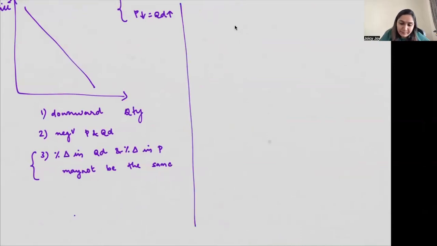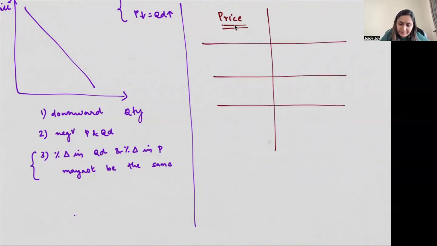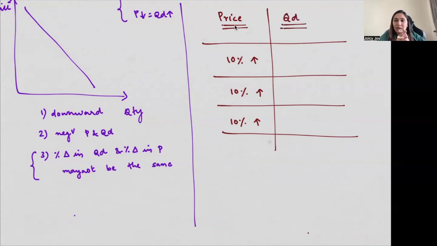Let us take, for example, a case where the price of a commodity is increasing. Let us take three cases, 1, 2, and 3. Let us assume that in the first case, price has increased by 10%. Again, in the second case, price increased by 10%. And again, in the third case, price increased by 10%. These are the three cases we have taken. Now, quantity demanded. We know that according to the law of demand, when the price of a commodity increases, the quantity demanded decreases. That's how it is.